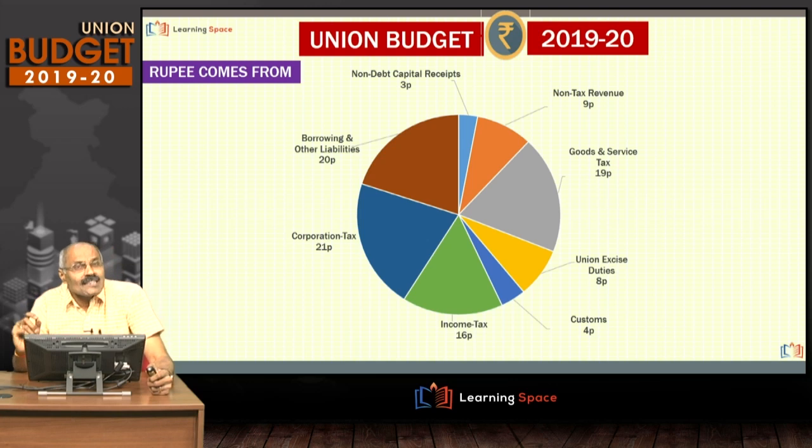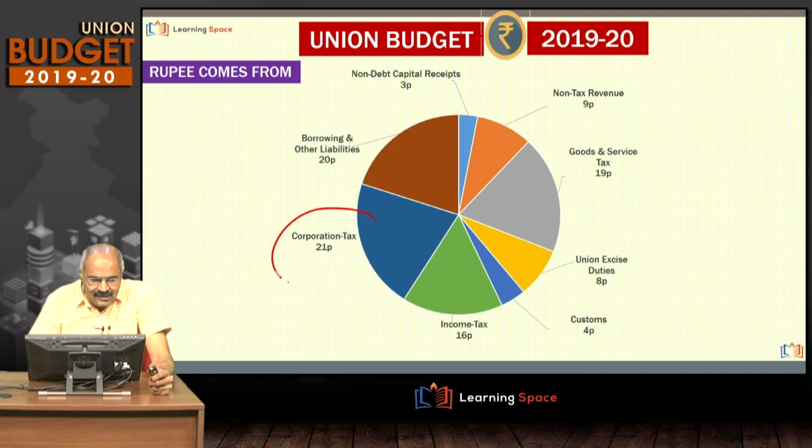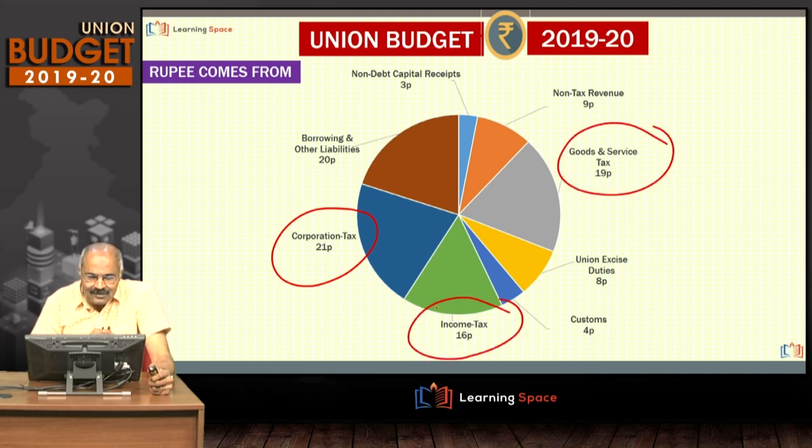Then let us look at how the rupee comes from, right? And these are important from your exam perspective. If you look at how the rupee comes from, we have already seen the highest component is corporation tax, right? And then comes goods and services tax, then comes income tax, right? And of course, borrowings and other liabilities make up 20 paise or 20%, right friends? The highest component is corporation tax.